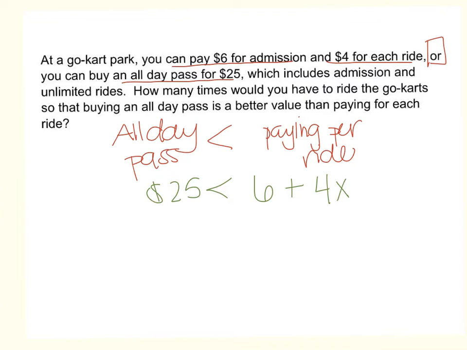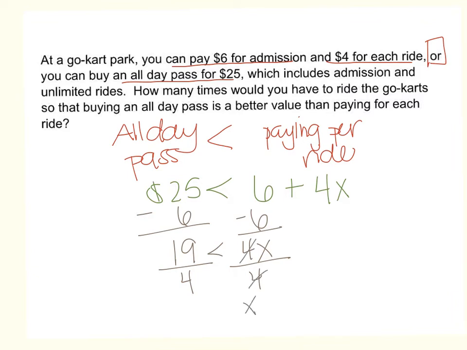Let's take away 6 on both sides. 25 minus 6 is 19. So we have 19 is less than 4x. To get x by itself, let's divide by 4 on both sides. We get x. We have our less than symbol. 4 goes into 19 4 times. And we have 3 left over.